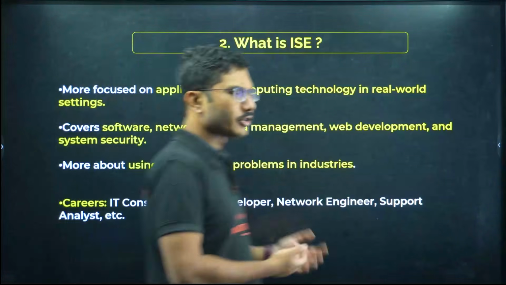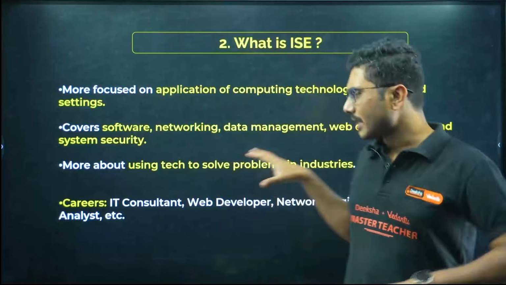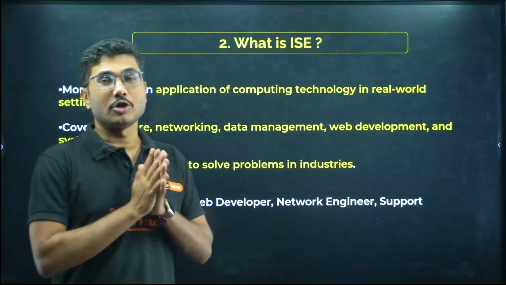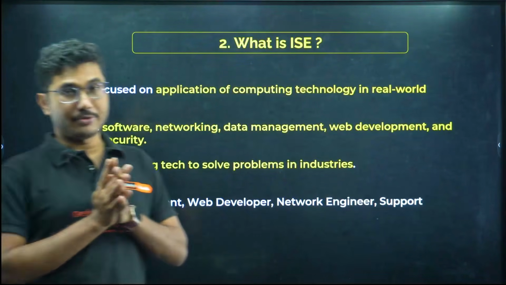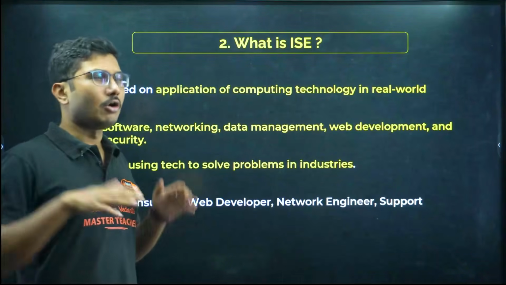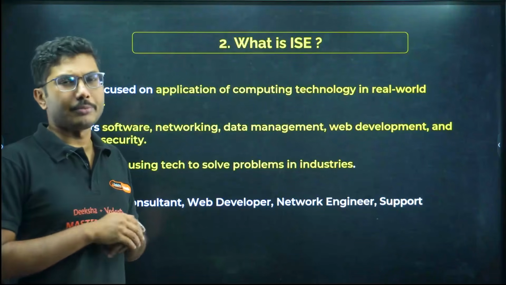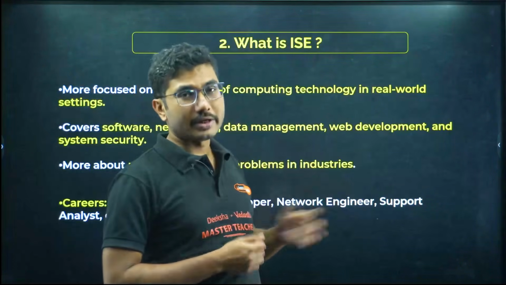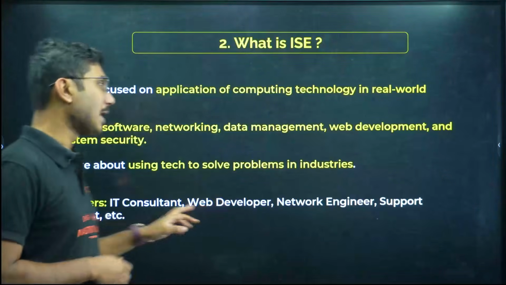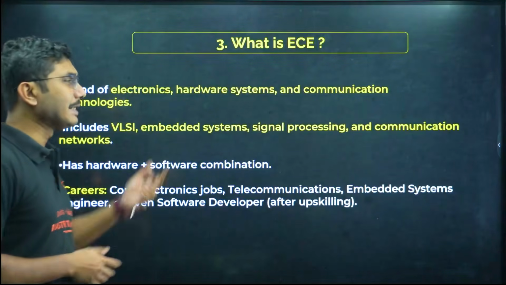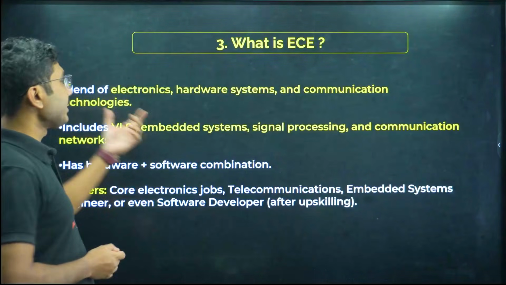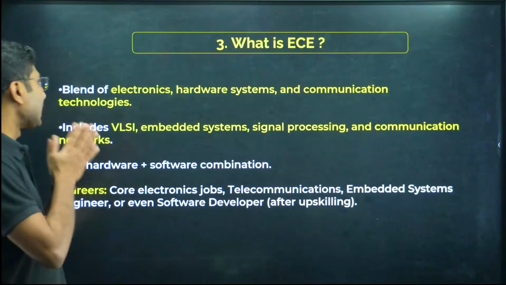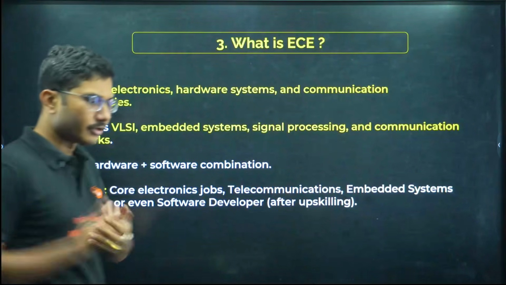Support engineer is also a job, right? Some of the jobs are the same as computer science, but some are completely different from computer science as well. It is very close to computer science, but in a sense it is also very different, so that's why it's a separate branch. Now, what is electronics and communication? Electronics, hardware systems, and communication technology. Basically it is a blend of electronics and communication.